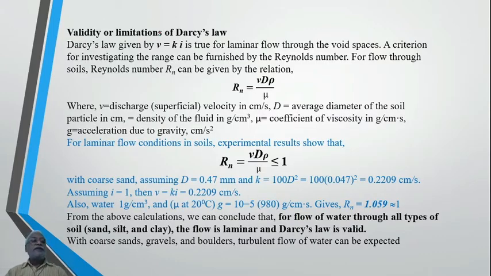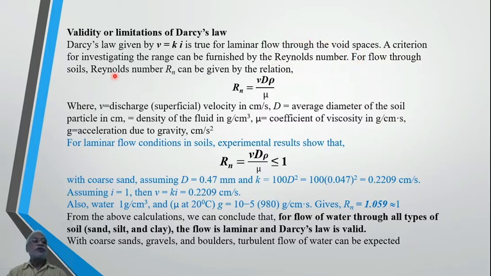Okay, validity or limitation of Darcy's law. This is an important thing. Darcy's law, in its mathematical form V equal to Ki, is true for laminar flow through the voids. A criterion for investigating the range can be furnished by Reynolds number, because whether it is laminar or turbulent is decided by Reynolds number.